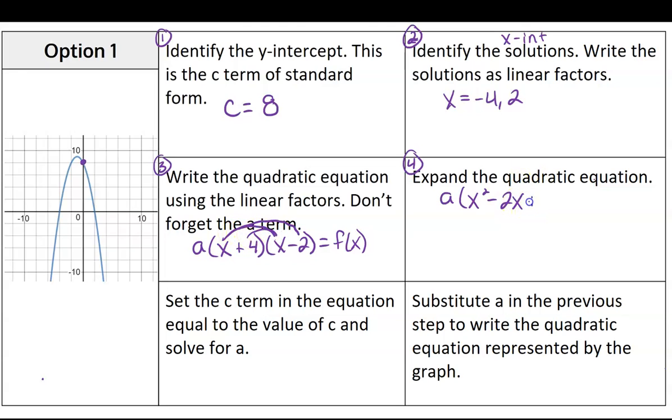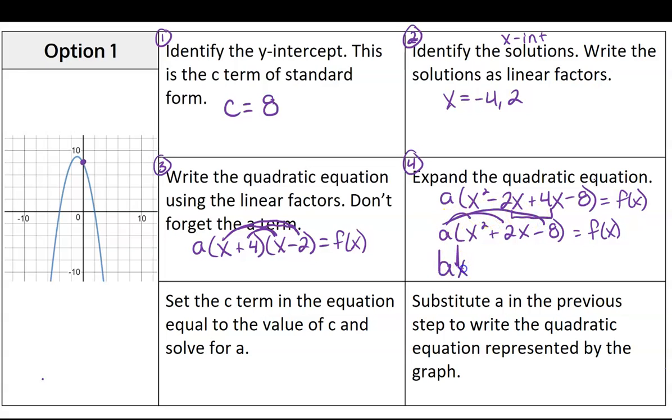4 times x is 4x. 4 times -2 is -8. Let's combine like terms. -2x plus 4x is 2x. This is still equal to f of x. And then we'll distribute the a back in. So we'll have ax squared plus 2ax minus 8a equal to f of x. You could always have the f of x listed first. It doesn't matter.